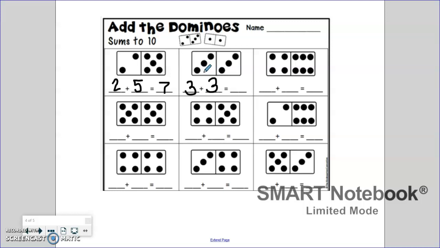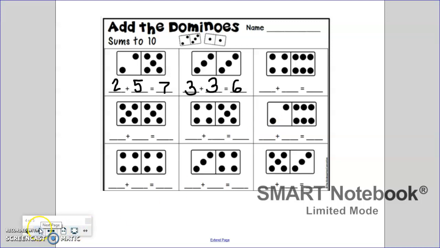How many did you get? Let's count together. 1, 2, 3, 4, 5, 6. There are 6 dots on the entire domino. So this addition sentence says 3 plus 3 equals 6. You're going to get a chance to do the rest of this worksheet on your own when I'm finished in this video.